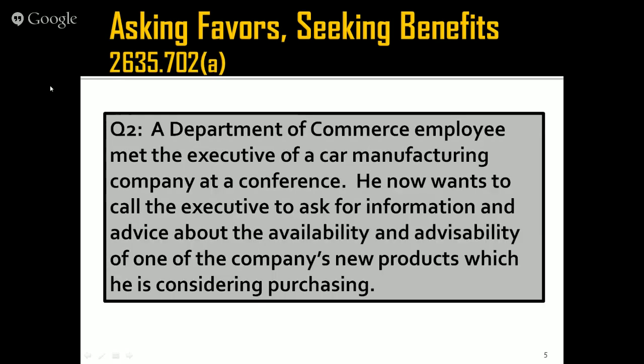There's sort of a variation on this theme. So a Department of Commerce employee meets an executive of a car manufacturing company at a conference. Government employees meet people at conferences all the time. So now he would like to call this executive to ask for information and advice about the availability and advisability of one of the company's new products, which he is considering purchasing. Okay. What do you think about this?